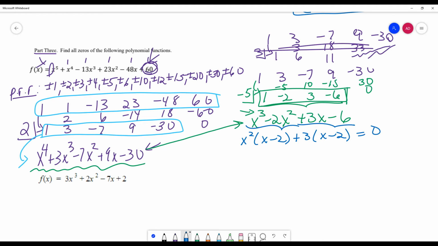Notice I set it equal to 0 because don't forget, we are solving for the roots. So I'm going to factor out an x minus 2. I'm left with x squared plus 3. And like I said, if the factoring one's a little fuzzy, go back and watch that video. That's the beauty of these videos.